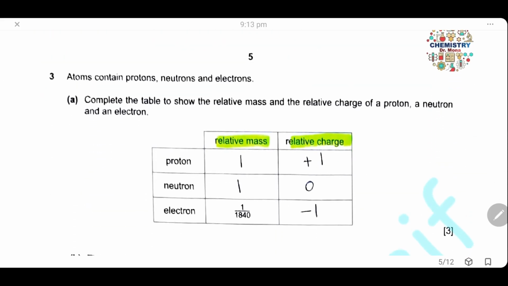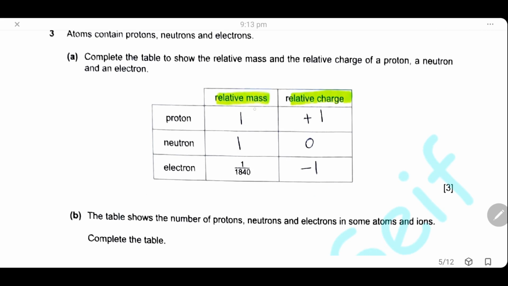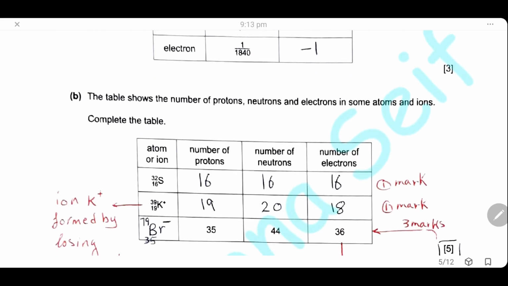Question 3. Atoms contain protons, neutrons, and electrons. Complete the table to show relative mass and relative charge of proton, neutron, and an electron. The relative mass of proton is 1 and neutron is 1. The charge of the proton is +1, the charge of neutron 0, and charge of electron is -1.